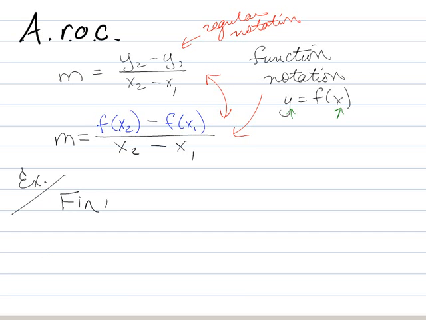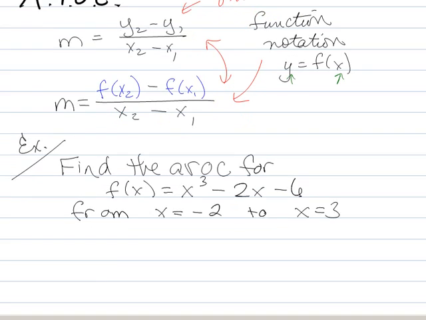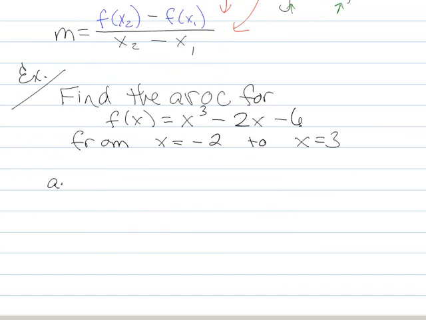They'd say, find the average rate of change for f of x equals x cubed minus 2x minus 6 from x equals negative 2 to x equals 3. So in order to do that, we're going to start off with our formula. Average rate of change equals f of x2 minus f of x1 over x2 minus x1.